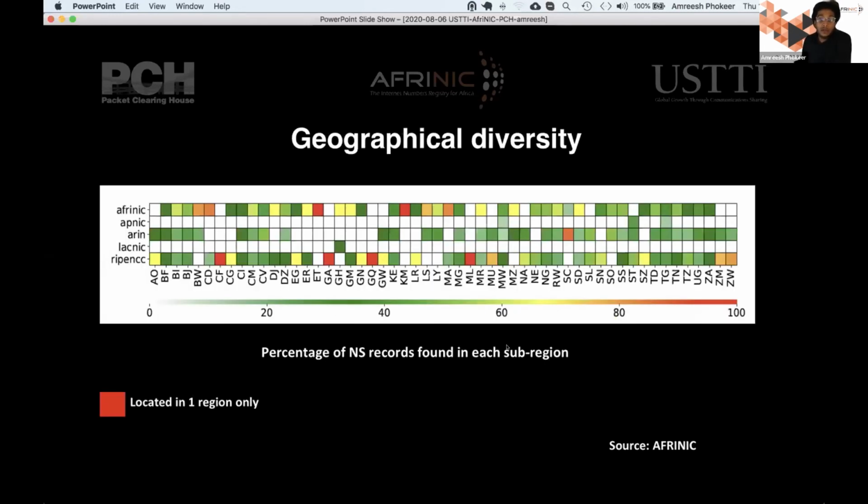And in terms of geographical diversity, here we take all the ccTLDs and then get the number of name servers, and then I try to see where they are located. For example, are they located in the AFRINIC region, the APNIC region, ARIN, LACNIC, or the RIPE NCC? So AFRINIC being Africa, RIPE NCC being Europe, for example. And when you see red, it means that these countries have all of their name servers located in only one region. So it means that geographical diversity for these ccTLDs is not ideal. So we have a few countries like this. For example, Ethiopia, as I mentioned. This is Guinea.